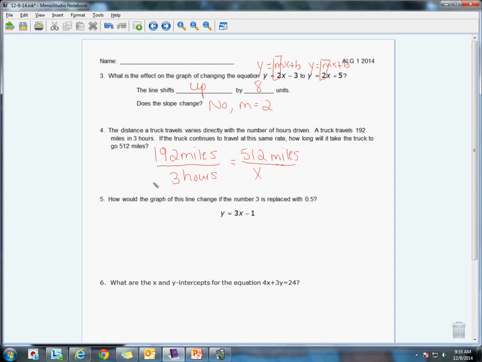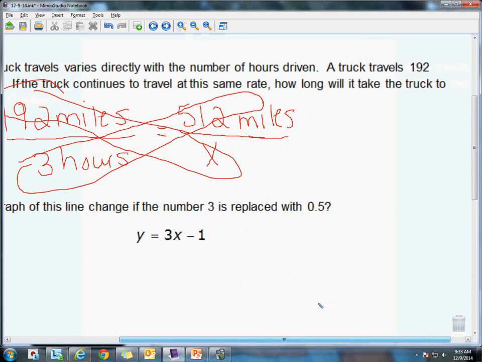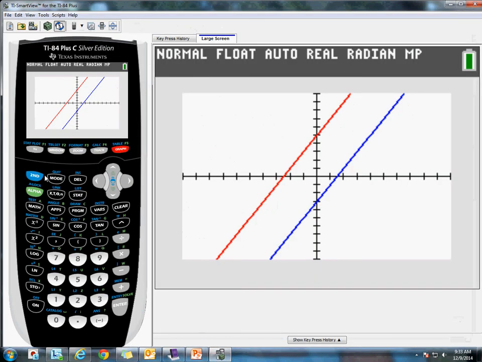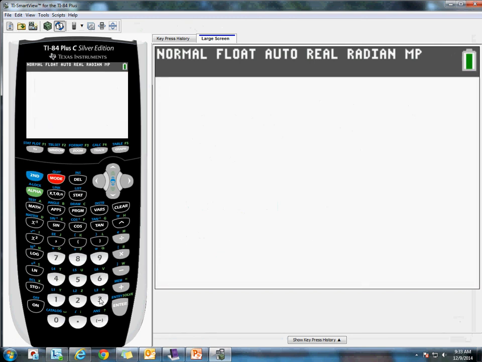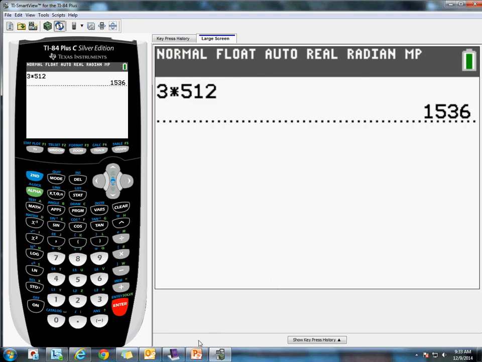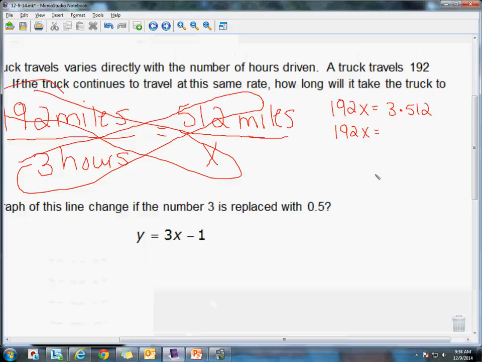So all you're going to do is cross multiply. You can do your little butterfly here. So we would have 192 times x is equal to 3 times 512. So you have 192x. You can type in your calculator 3 times 512. You get 1,536.